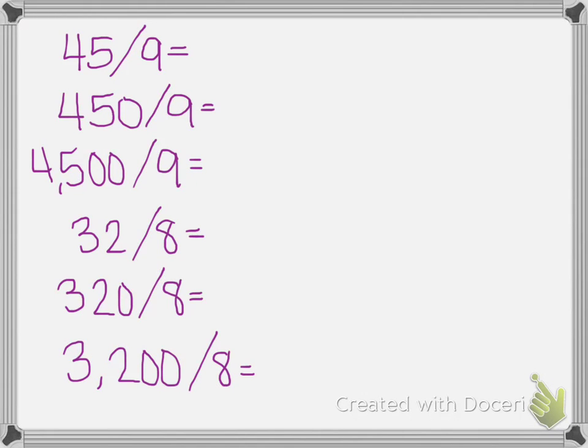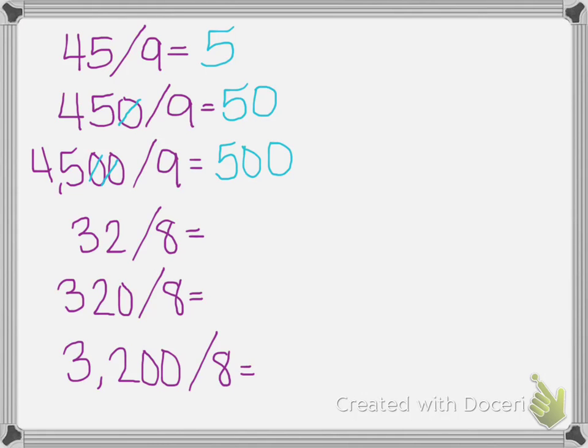Number 1 says solve. 45 divided by 9, or how many times 9 goes into 45, is 5. For 450 divided by 9, I'm going to ignore this 0 for a minute. 45 divided by 9 is 5, and then we just need to add the 0 back. So it's 50. 4,500 divided by 9, again, I'm going to ignore 2 zeros. 45 divided by 9 is 5, and then we need to add those 2 zeros back. So the answer is 500.